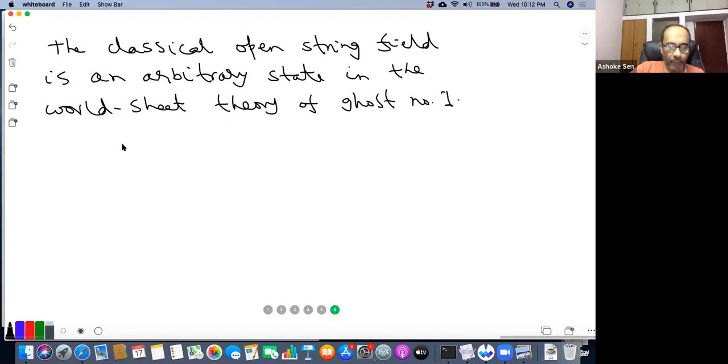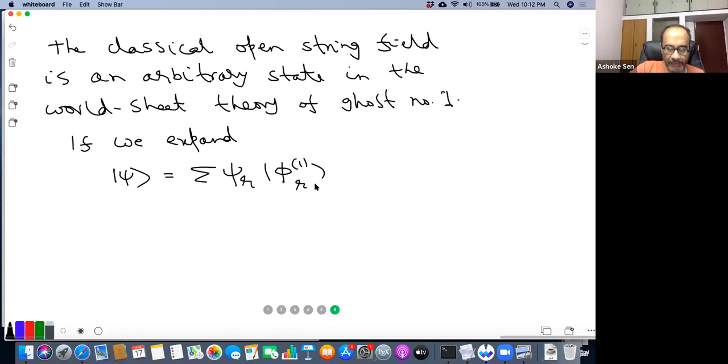What this means is the following: let's suppose that we expand an arbitrary state of ghost number 1 in a basis. Okay, so you can expand it in this way. Phi_1r is by definition the basis of states of ghost number 1. So you can expand it in this basis, and these psi_r's are the dynamical degrees of freedom.